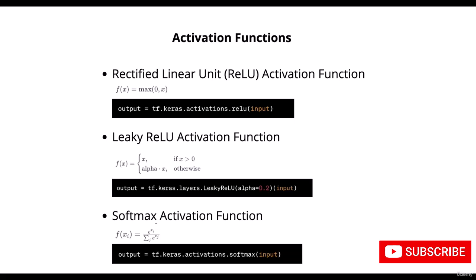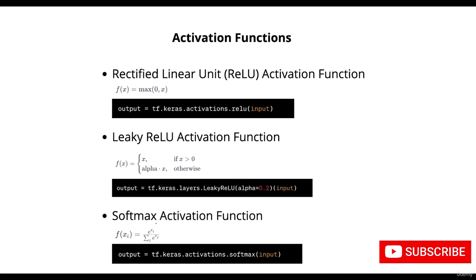Next one is the leaky ReLU activation function. The leaky ReLU activation function addresses the dying ReLU problem by allowing a small positive gradient when the input is negative. It helps prevent the issues of neurons becoming inactive during training. Mathematically it is represented as function of x equal to x if x is greater than 0, otherwise it's alpha times x. TensorFlow usage is output equal to tf.keras.layers.LeakyReLU with alpha 0.2 and pass the input to it.